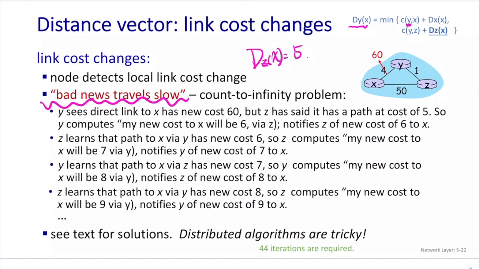I would like to calculate the distance from y to z, through x or through z. cyx, it was 4, right? It was 4, and dxx should be 0. cyz should be 1. dzx was 5, right? Because originally for dzx, z should forward the packet to y and y goes to x, so originally it should be 5, right?